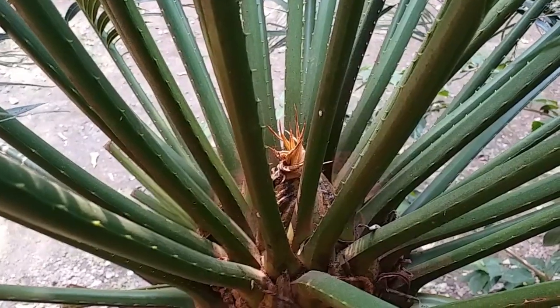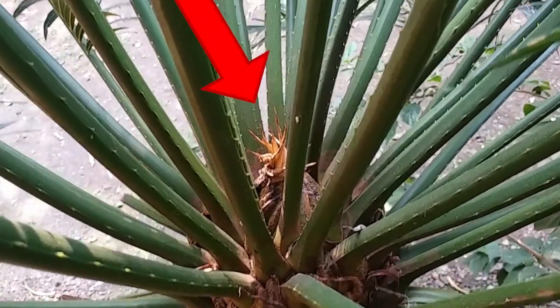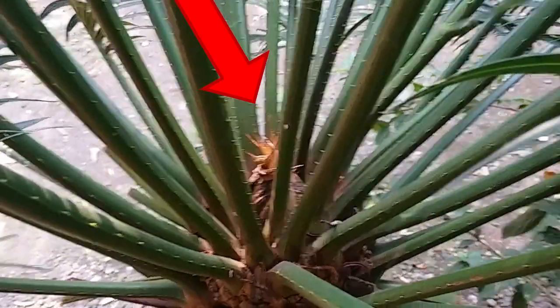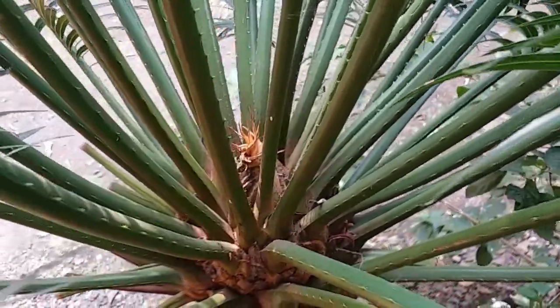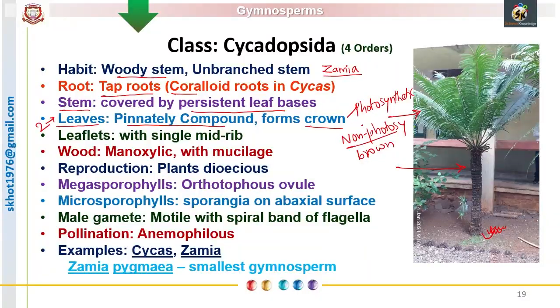The non-photosynthetic leaves are brown in color and protective in nature. The photosynthetic and non-photosynthetic leaves are produced alternately. So in one season, there will be formation of a ring of photosynthetic leaves. In another season, it is followed by the formation of the non-photosynthetic, brown leaves. The leaflet shows the presence of a single midrib.